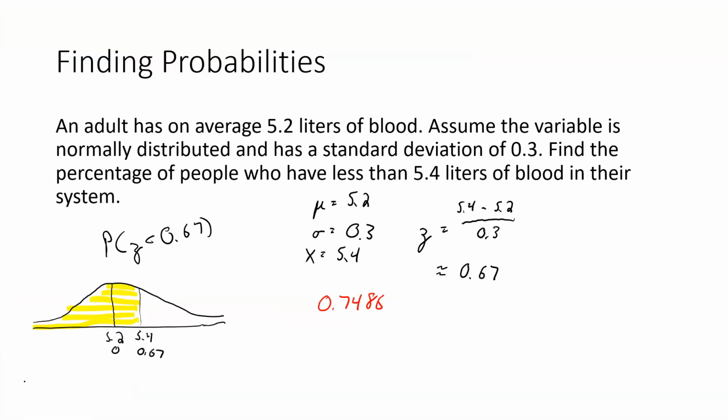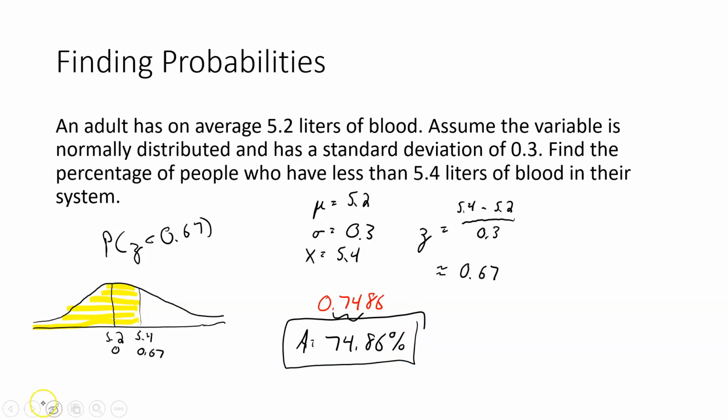It asks for a percentage, though. So we multiply by 100, aka move the decimal place over twice. The correct answer, 74.86%. And we're done. Nothing more to do on that one. It is complete.